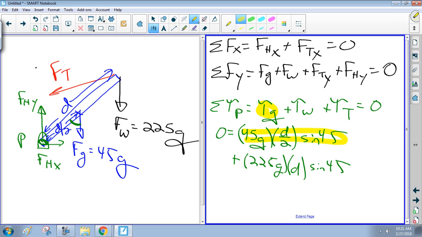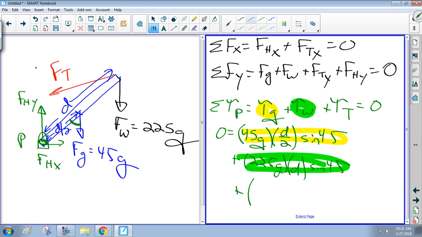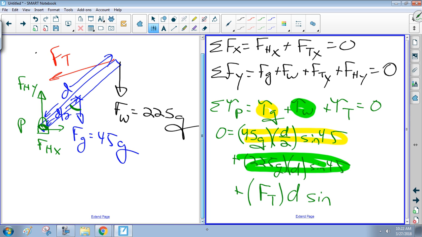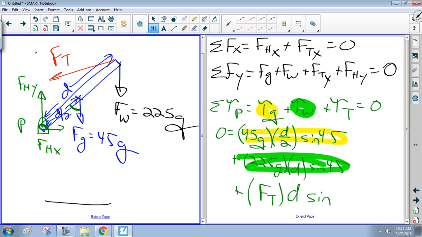So the torque from the weight, plus the torque from tension, which is force of tension times D times the sine of something. So what's that something? I did not give myself enough room to draw this, so I'm going to make a kind of smaller drawing down here. So here's the strut, here's the tension. So we know this angle here is 45 degrees, and the problem told us that this angle was 30 degrees, right?